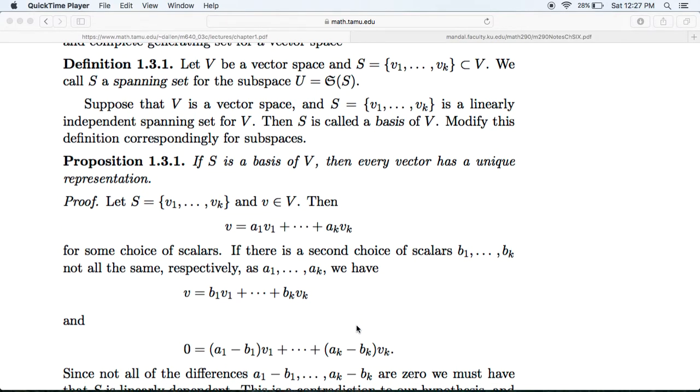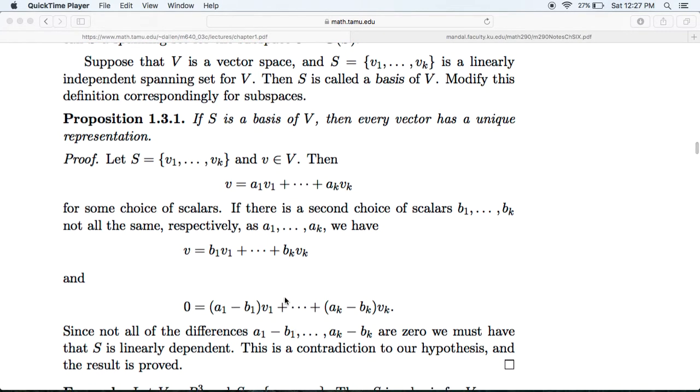Now suppose there exists a second type of linear combination other than this a1v1 plus ... akvk. So contrarily, we suppose that there are two ways to represent some vector v. That is, we suppose that this representation is not unique, proving by contradiction. Suppose this is another way to write it, b1v1 plus ... bkvk.